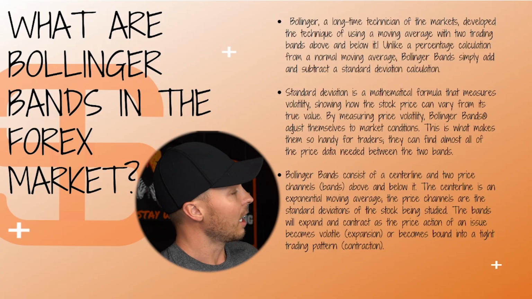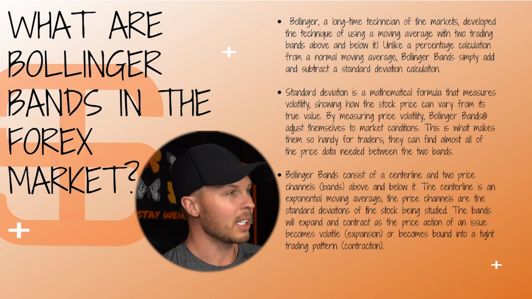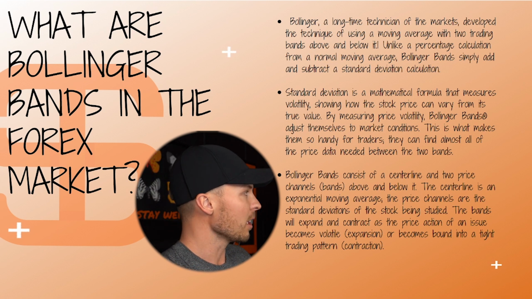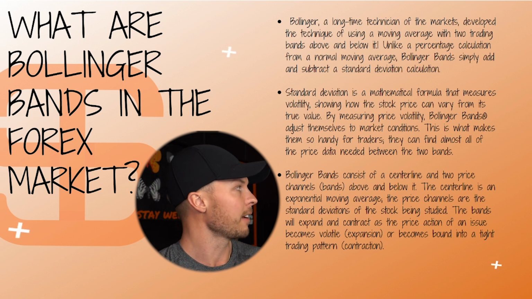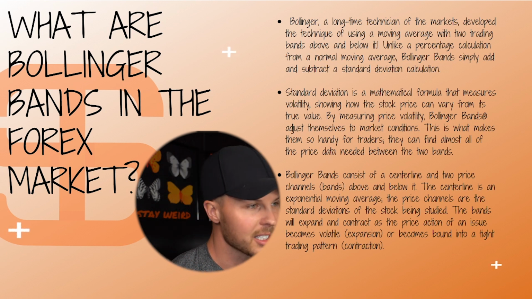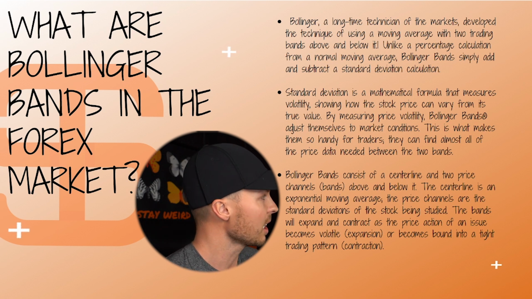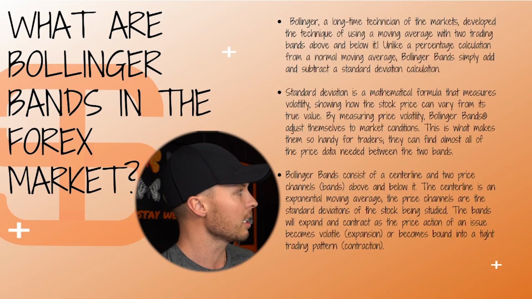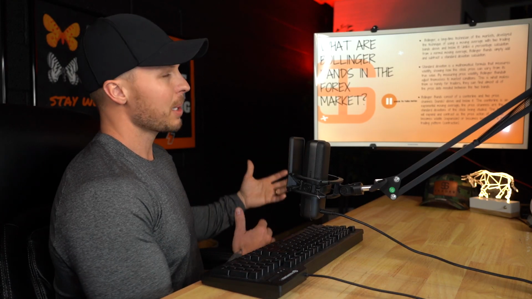So going forward, standard deviation, what is that? It's a mathematical formula that measures volatility, showing how the stock price can vary from its true value. By measuring price volatility, Bollinger Bands then adjust themselves to the current market conditions. So they do change throughout the market conditions, okay? This is what makes them handy for traders, because they evolve with the market, okay?